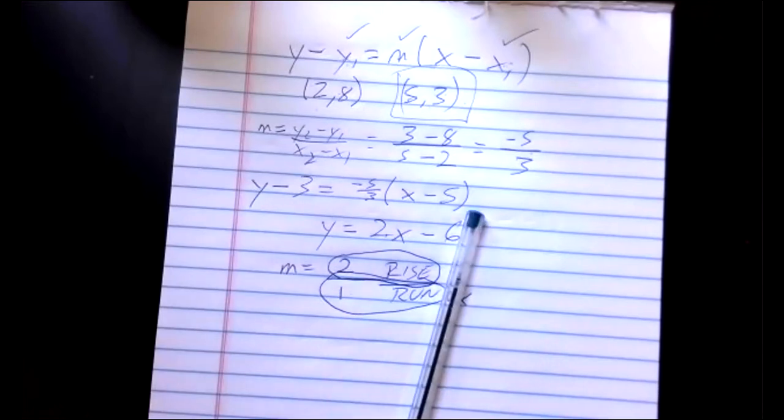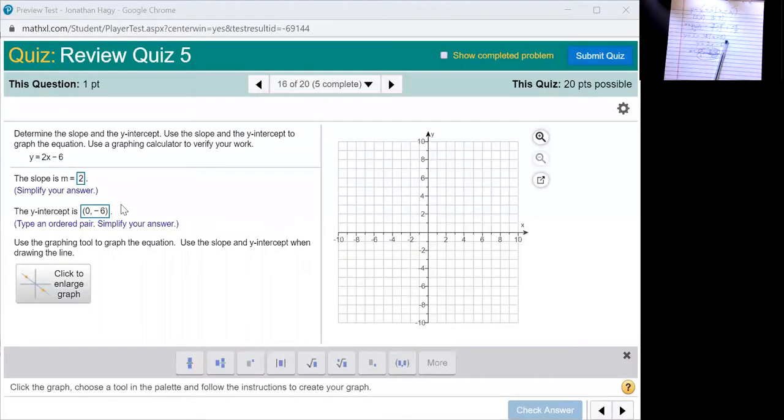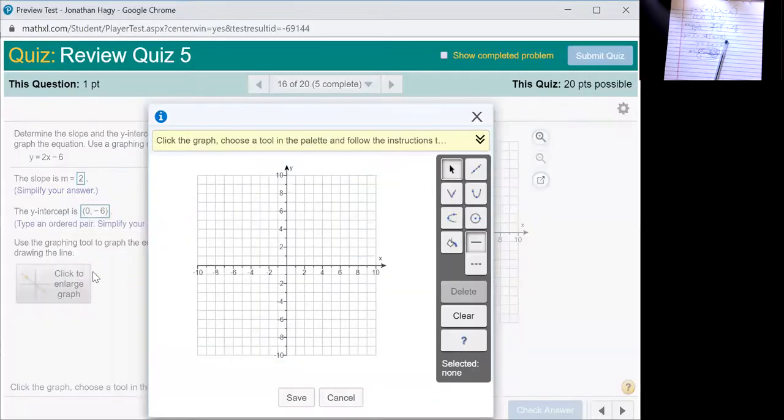So if we go back to the problem, go to the line tool and start with the y-intercept, negative 6. The slope tells us which way to go. 2 over 1 means go up 2 and to the right 1. So I go up 2 spaces and to the right 1 space. And that is the line of this equation.